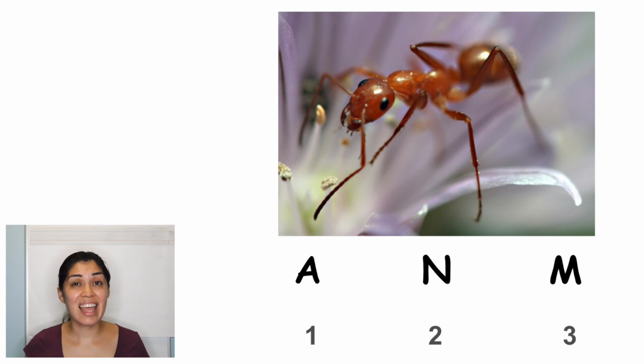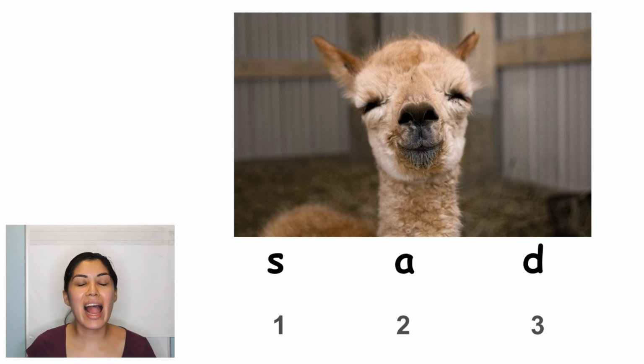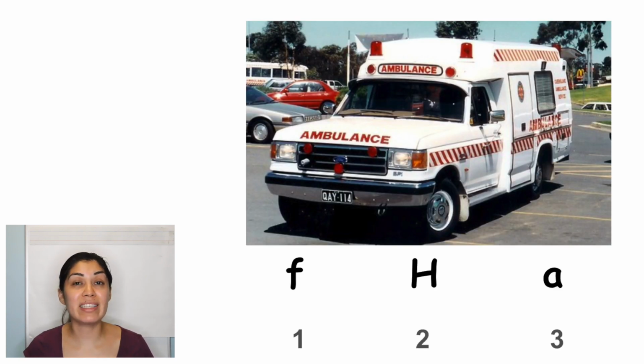Let's look at our next picture. It's of an ant. So think, which one is the letter A? Point to it. Let's keep going. So our next picture is of an alpaca. Alpaca. So think, which one is the letter A? Point to it. Okay. Let's keep going. Our next picture is of an ambulance. Ambulance. So think, which one is the letter A? Point to it.